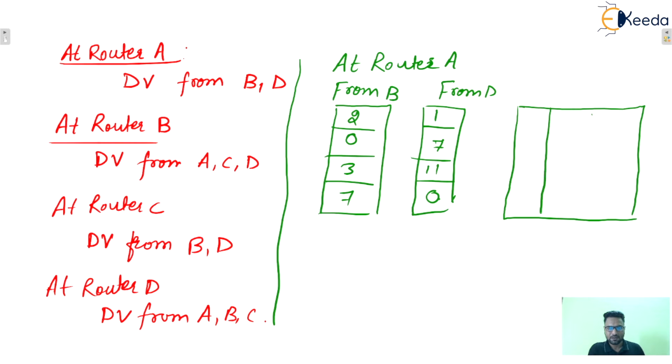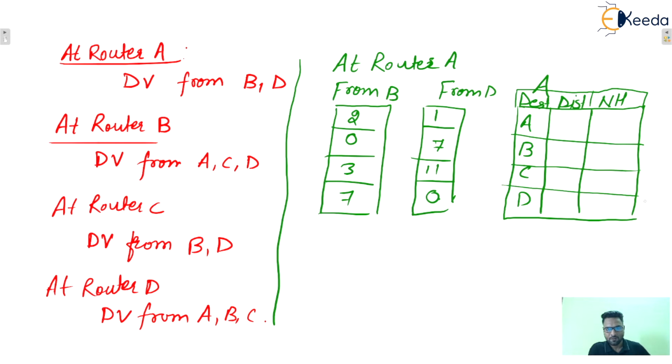That is the routing table of A. Now it will be updated. So here A, B, C, D. This is destination, this is distance, and this is next hop. We'll see one by one. First entry: A to A distance will be 0 and next hop will be A only. No need to worry about that.